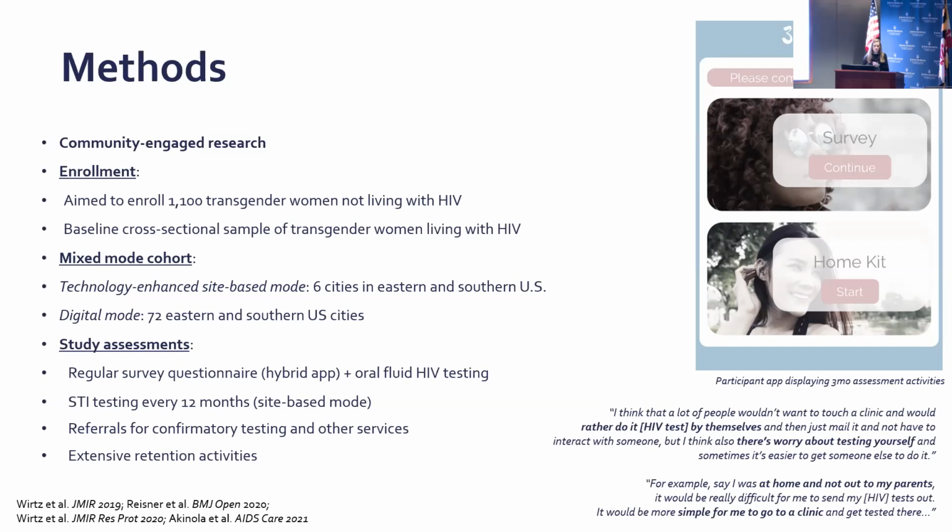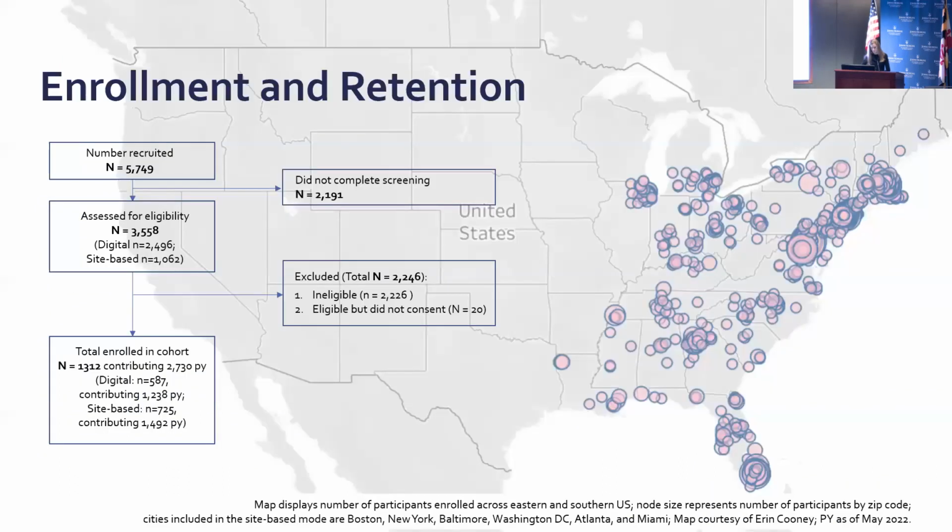We had a second digital mode that spanned 72 cities in Eastern and Southern US, matched in population size to the initial 6 cities. Participants complete regular survey questionnaires. Those in the site-based mode also complete STI testing every 12 months. They also provided stored specimens, and we provide referrals for confirmatory testing and other services.